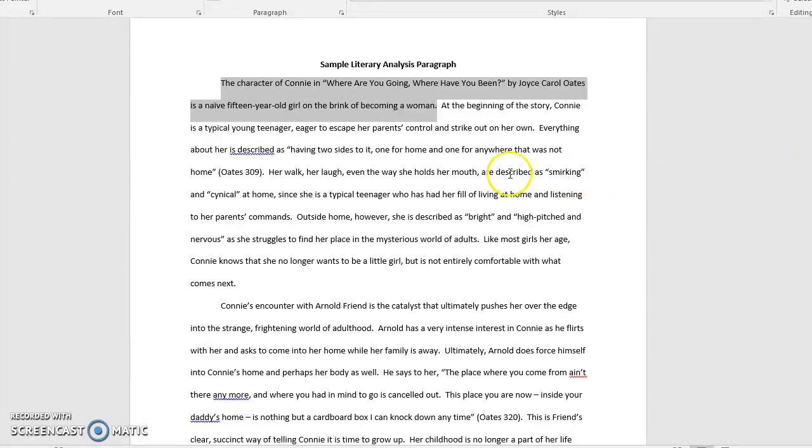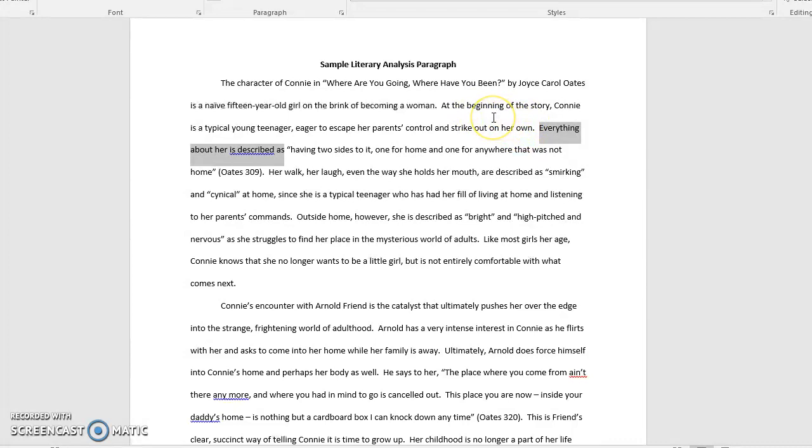At the beginning of the story, she is a typical young teenager eager to escape her parents' control and strike out on her own. Everything about her is described as having 2 sides to it, one for home and one for anywhere that was not home. So you see, I've done 2 things here. First, I have led into the quote. I have explained who she is. The quote makes sense now because I put it in context of the story. And then when I have the quote, I lead into the quote. Everything about her is described as, and then I have the quote. The quote does not stand alone as a sentence. The quote is part of a larger sentence. So those are very important steps.